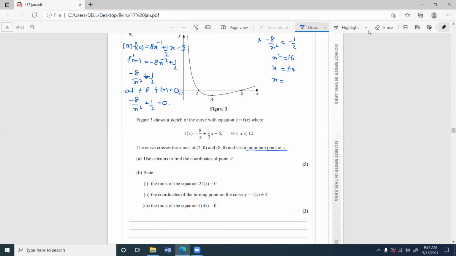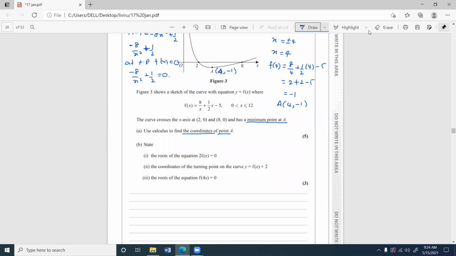But you know that at this point x equals plus 4 because it's in the positive coordinate. Find the coordinates of point A. We know that the x coordinate is 4. We need to find the y coordinate. To find it, substitute 4 into this: 8 over 4 plus half times 4 minus 5. 8 divided by 4 is 2, plus 2, minus 5, gives minus 1. So the coordinates of A are (4, -1).